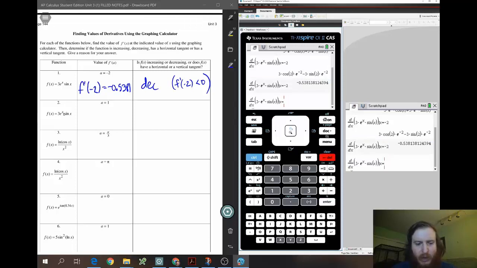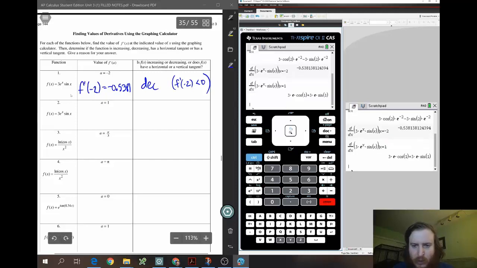And we can delete the negative 2 and type in 1. Now, I'm going to hit Control Enter because I know that I want it as a decimal. So I'm going to hit Control and then Enter. Oh, I guess I didn't hit Control. Control and then Enter. There we go.